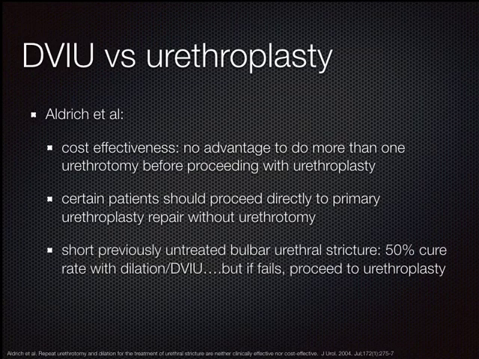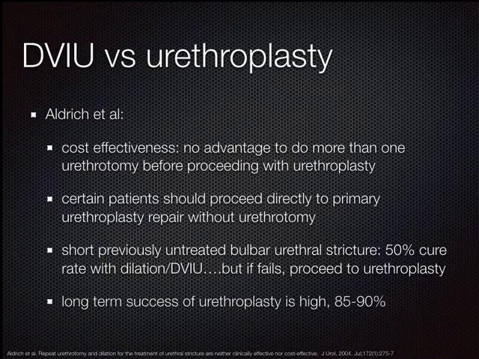For short, previously untreated bulbar urethral strictures, they do quote about a 50% chance of cure with one dilation procedure or urethrotomy, but they argue that for those patients who fail that first procedure, they should proceed directly to urethroplasty as it provides a much higher chance of predictable cure. Finally, long-term success rates are high for urethroplasty, quoted in the literature multiple times between 85 to 90%.